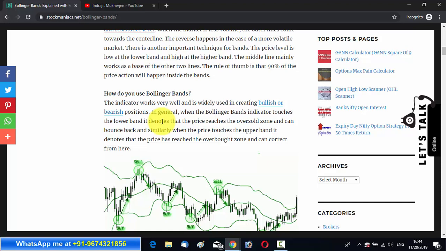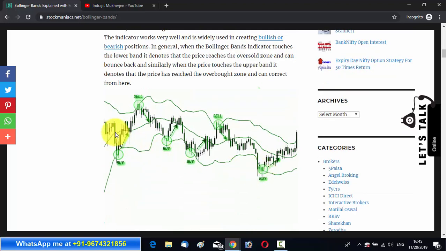So the thumb rule is simple. You need to buy at the lower Bollinger Band, sell at the middle Bollinger Band or the upper Bollinger Band. So you can also book profit in two parts. You can book some profits here and you can book the rest of the profits here. And if you create a sell position or a short sell position, you need to book some profits here and the rest at the lower Bollinger Band.